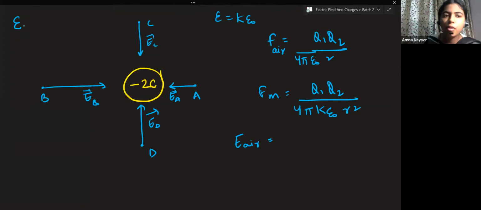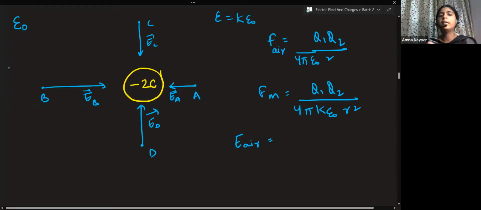For example, for air, we have 8.85 into 10 to the power minus 12. So just to specify it for air and make it unique for air, we write it as epsilon naught. For any other medium, you can take it, for example, if you have glass, you can take epsilon for glass. If you have a different medium, you can take epsilon for water.